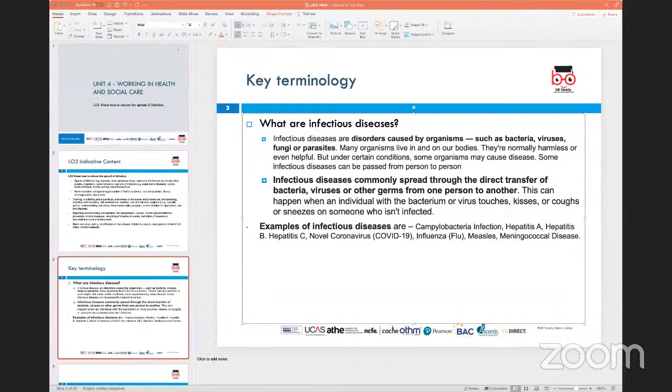Now, if we combine these two together, what is infection and what is disease, then we look at infectious diseases. So infectious diseases are disorders caused by microorganisms, which are organisms like bacteria, viruses, fungi, or parasites. Sometimes, to give you a simple example, if all of us have pets, either a dog or a cat, when you see ticks on your dog's fur or skin, they are basically parasites.